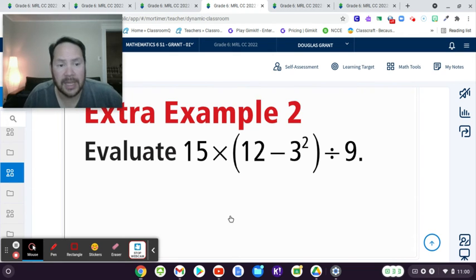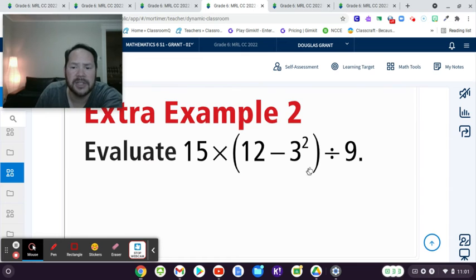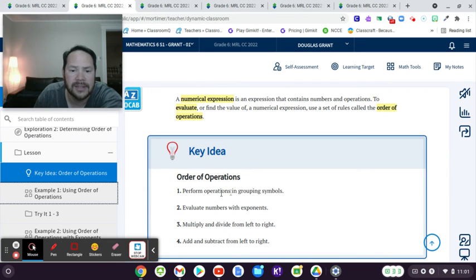So the exponent we actually will be doing first, but the reason why we do this exponent first is because it's in parentheses and we have to deal with the parentheses first. So the first thing we deal with is this stuff in parentheses because we have to deal with grouping symbols first because that is our number one priority.